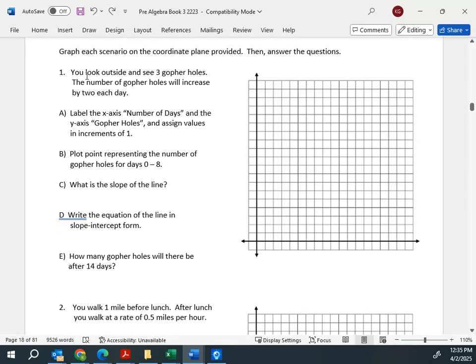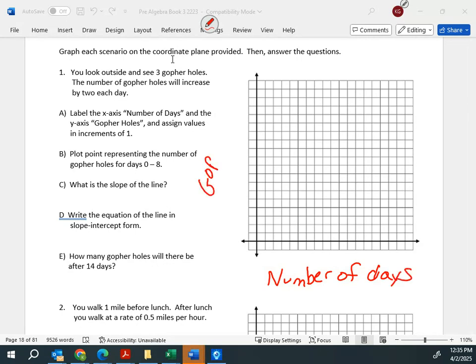We're going to graph the scenario on the coordinate plane provided, then answer the questions. So we're going to use the math that we know already. It looks overwhelming, but it's not. You look outside and see 3 gopher holes. The number of gopher holes will increase by 2 each day. So we're going to label the x-axis, the number of days, and the y-axis is gopher holes.